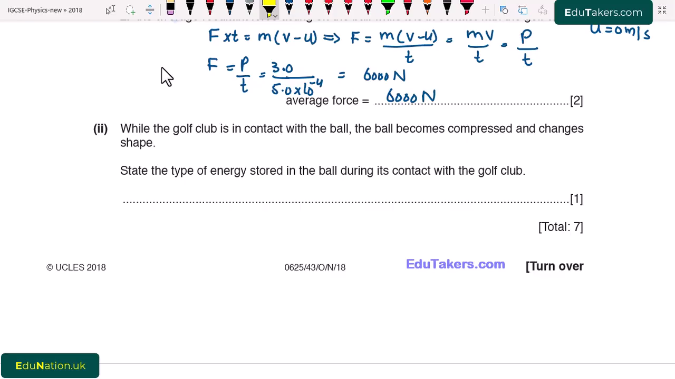While the golf club is in contact with the ball, the ball becomes compressed and changes shape. State the type of energy stored in the ball during its contact with the golf club. So which kind of energy is stored in the ball when it compresses? With the compression, there is elastic energy. When the ball compresses, there is elastic energy associated with the ball. So I write here, it's elastic energy.